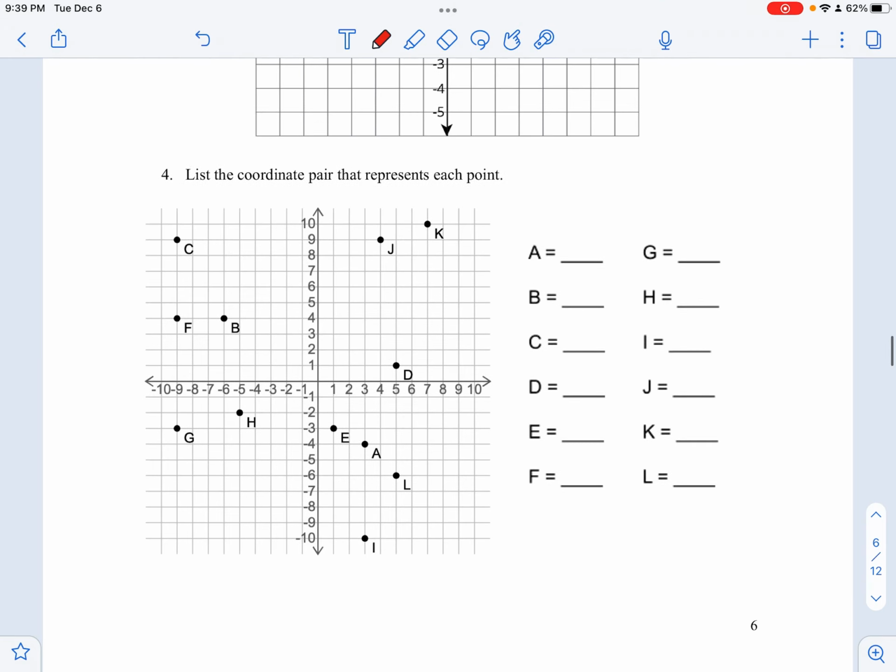Finally, on question 4, you're asked to list the coordinate pair that represents each point. For example, point A lines up with 3 on the x-axis and -4 on the y-axis. Over 3, down 4. And so point A has a coordinate pair of 3, -4. That's all for Tuesday's homework. If you need extra help, be sure to check in with me by the end of the week.